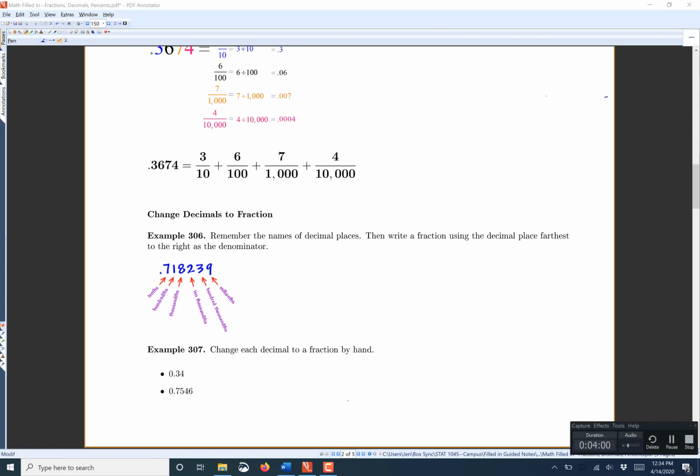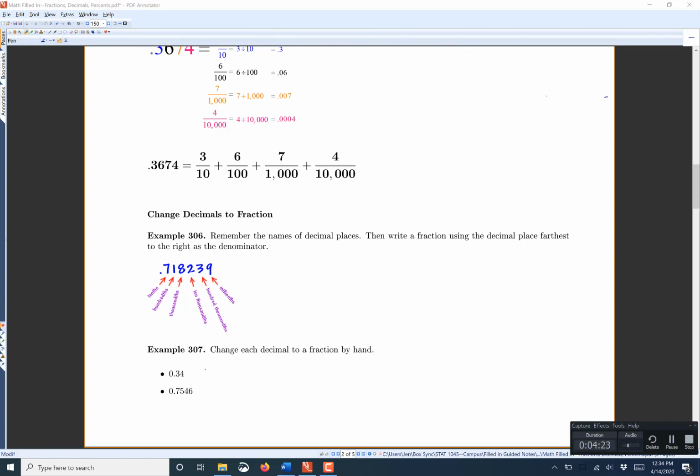This is the important part. This is what we do in our class more. And if you can do this in your calculator, great. That's really what we care about. Okay. But we'll show you how to do it by hand for a minute. So change each decimal to a fraction by hand. So 0.34 to a fraction.